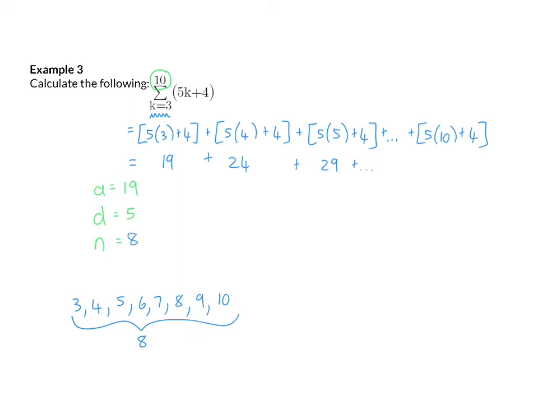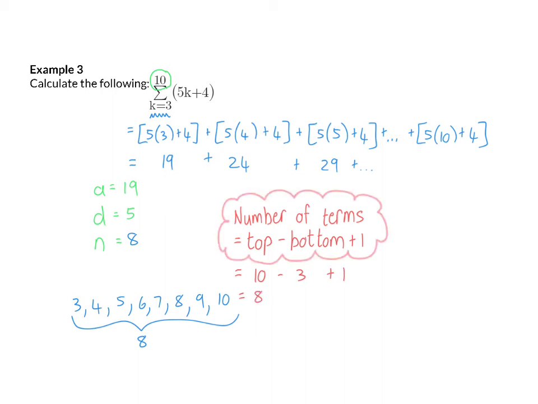A shortcut to calculate the number of terms is top minus bottom plus 1. So in our example, that would be 10 minus 3 plus 1, which will also give us the 8 terms that we had. Now we can finally substitute into our sum formula for an arithmetic series. We are going to calculate the sum of 8 terms. So n becomes 8. A, our first term, was 19.